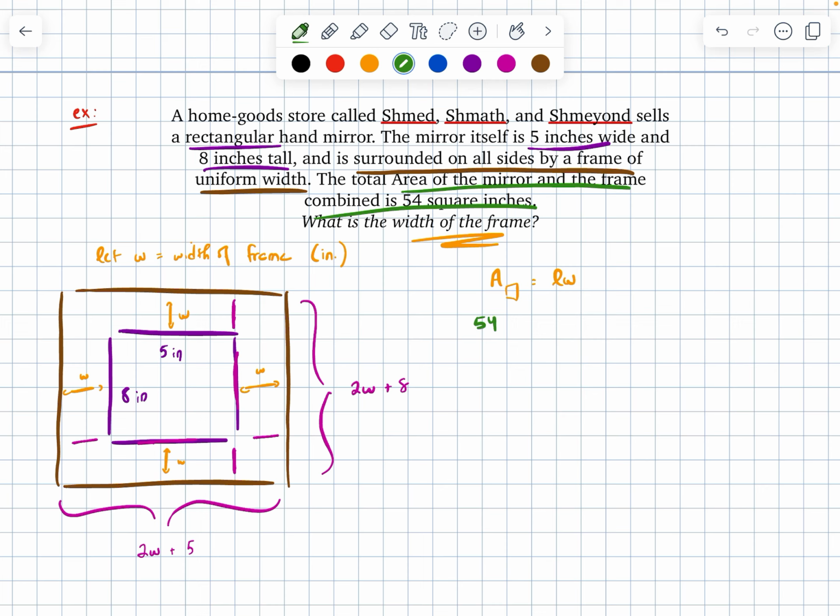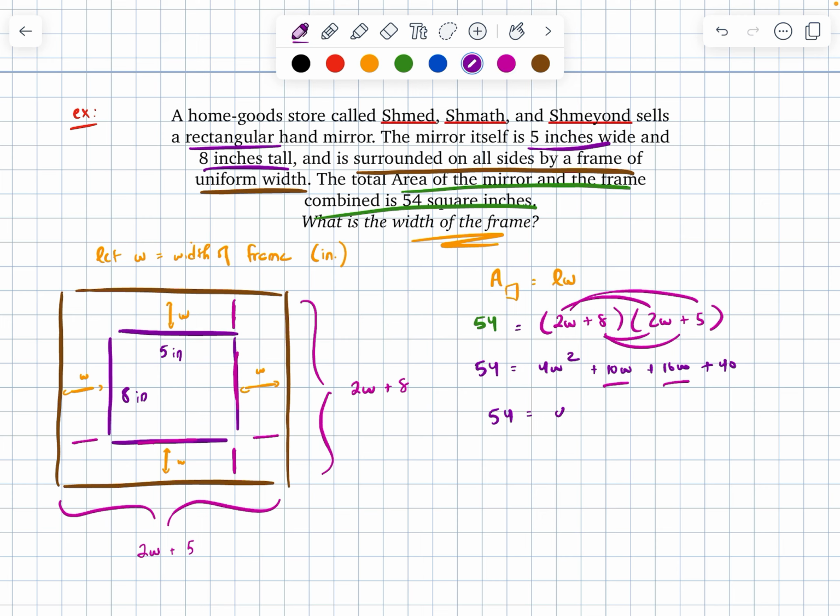All together, I now know that my area is 54. Slotting everything in, that tells me if I multiply that length and that width, which I just found to be 2W plus 8 and 2W plus 5, I should get 54. And from here, it's all familiar. I'm going to do some met-wet over on the right. Well, 54 is going to be equal to 2W times 2W, which is 4W squared, 2W times 5, which is 10W, 8 times 2W is 16W, and 8 times 5 is 40.